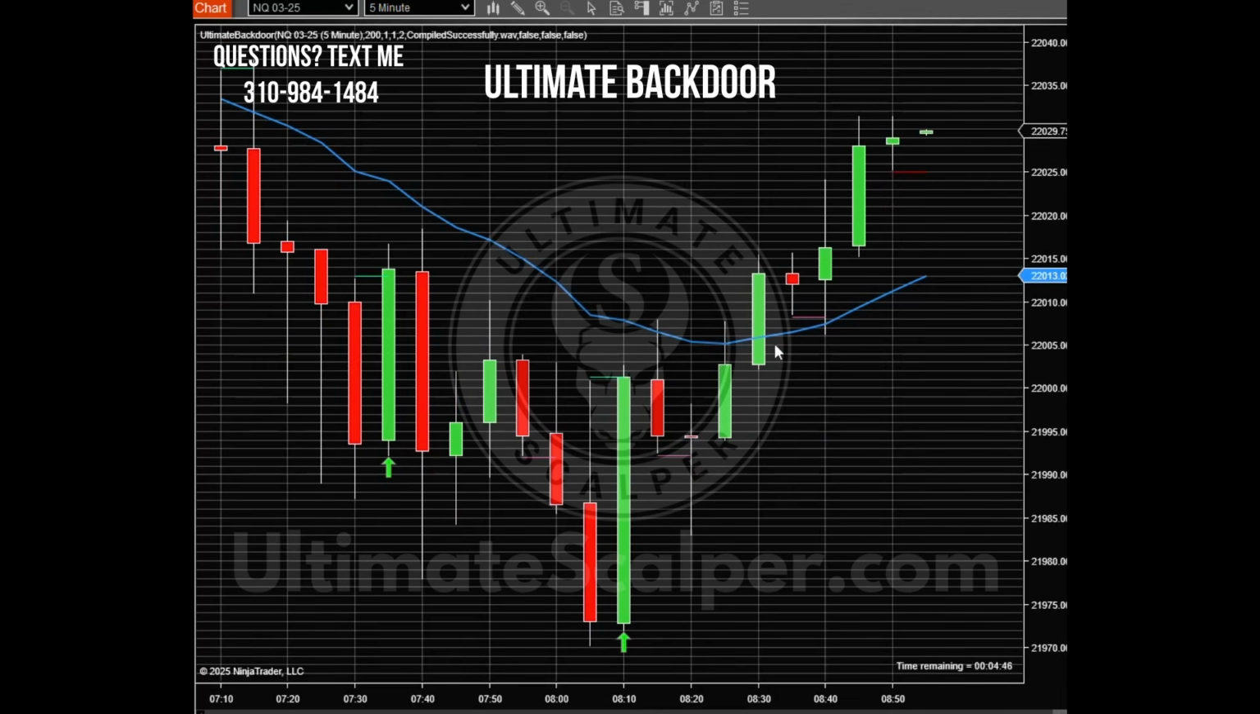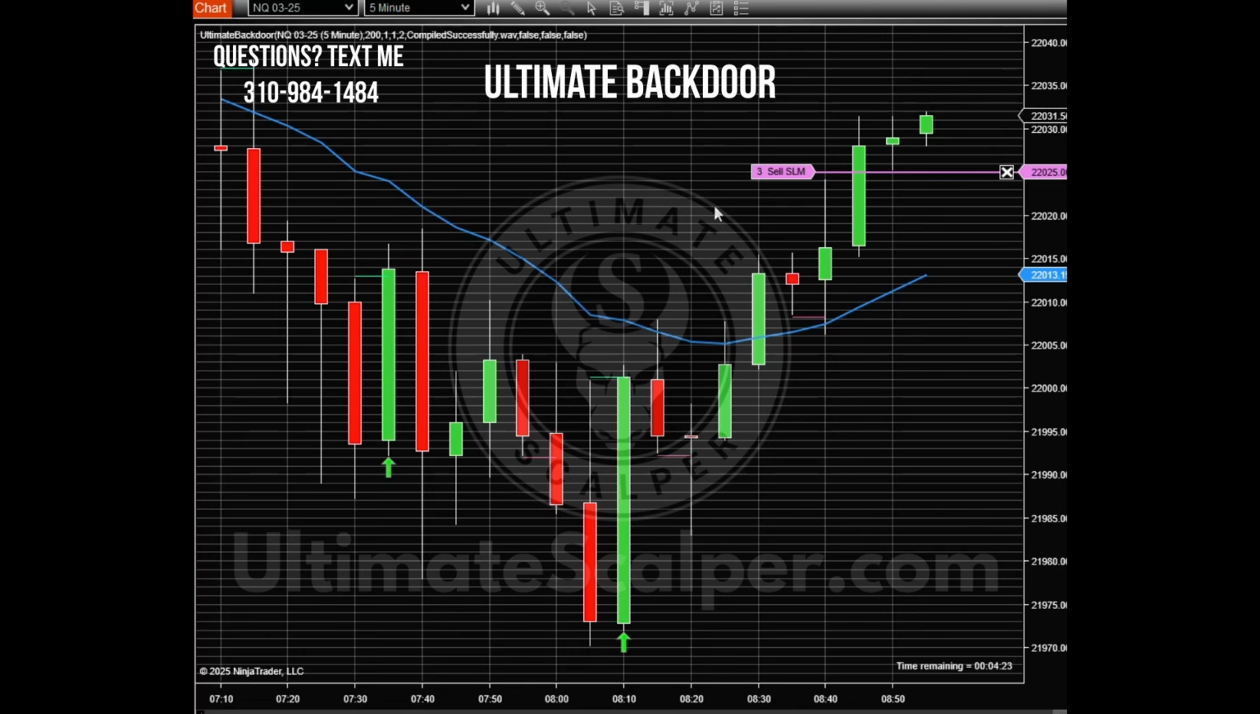All right, we had a nice move up. We broke through the blue line here in a nice uptrend now, so we have some distance from the blue line. Here's a backdoor signal that's popping up, and I'll get ready for it.